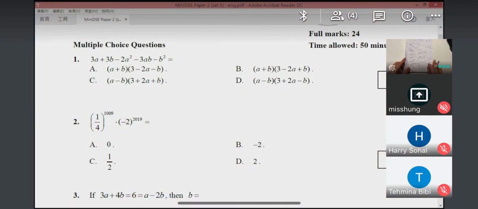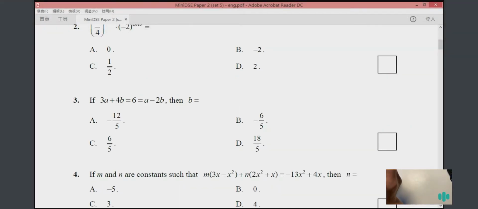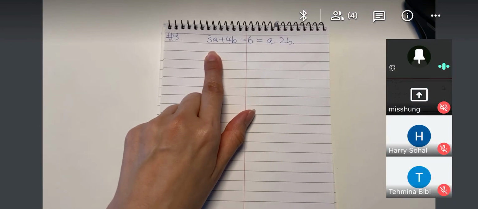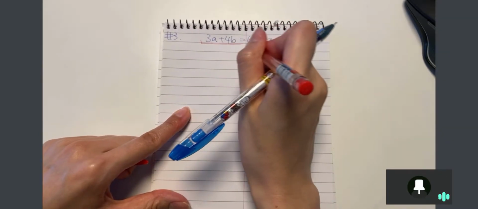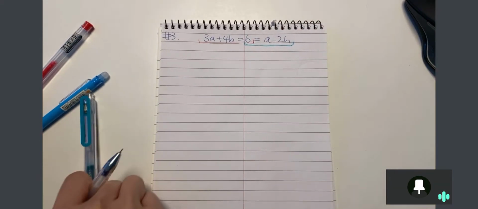Number three. When you read the question, you don't need to write any steps at all because it is really a simple simultaneous equation. So you can see from the question, 3x plus 4b equals 6. You can treat it as equation 1, right? And then the 6 equals a minus 2b, it is equation 2, right?